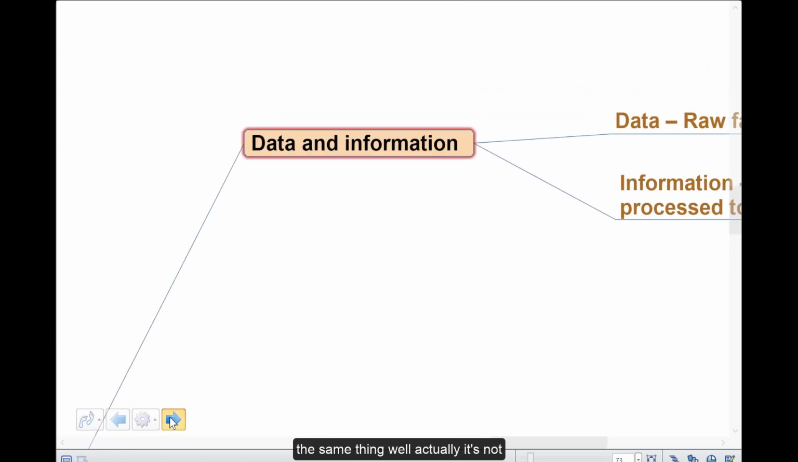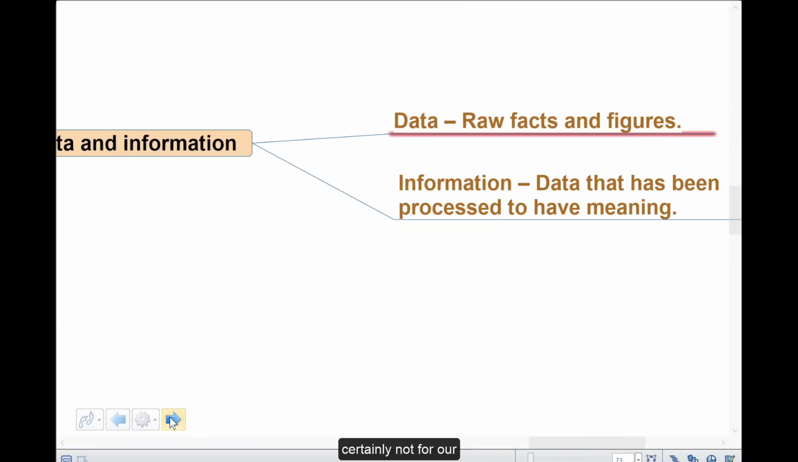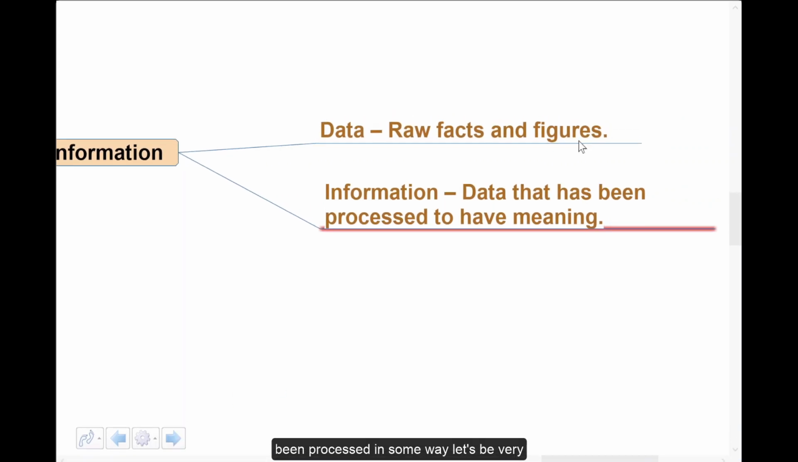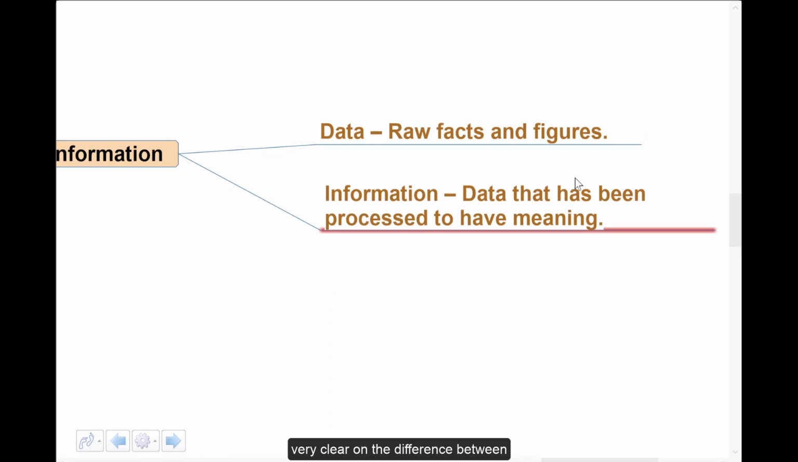Let's move from there to the idea of data and information. Now, this is important because you may well think, well, data and information, that's the same thing. Well, actually, it's not, certainly not for our purposes. Data is the raw stuff. It's the raw facts and figures. Information is data that has been processed in some way. Let's be very, very clear on the difference between those two things.